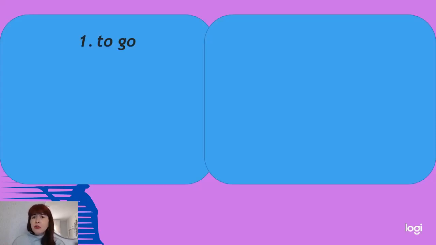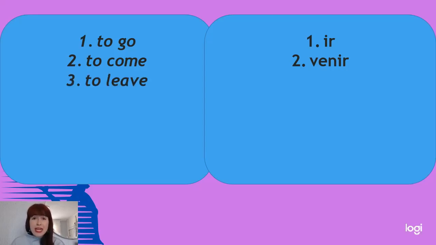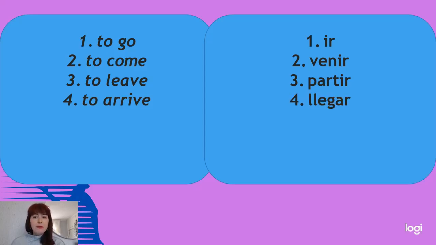You have to go. Generally in Spanish you say ir. Then you also have to come. To come has the meaning of venir in Spanish. And also to leave in Spanish is partir, to depart. Okay? You also have to arrive. In Spanish, you say llegar.